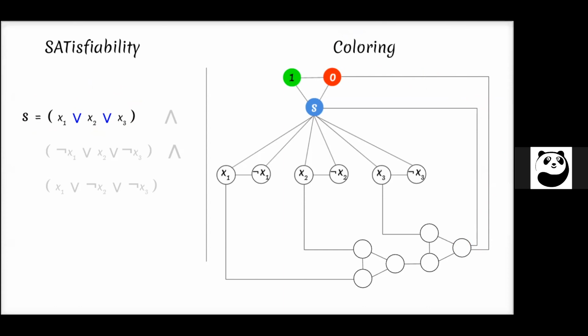So what if, okay, let's take an example. Suppose x1 is green. Oops. x1 is green, and x2 and x3 are red.